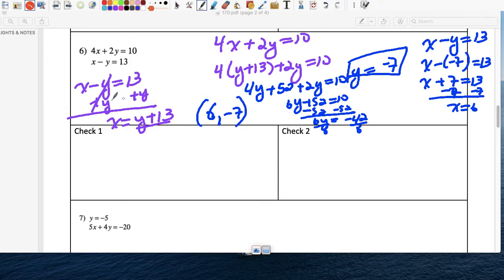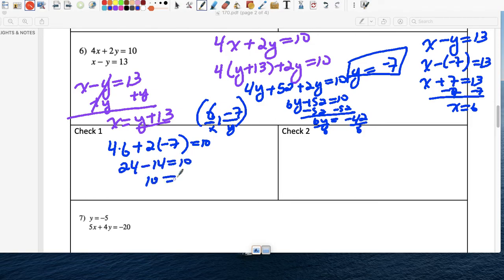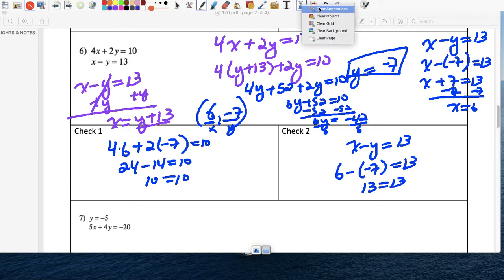Hopefully I'm correct. So let's check. First equation, 4 times 6 plus 2 times negative 7. That should give you 10. I replace the x and y with these two values. You get 24 minus 14 equals 10, and you can tell that they work out. Second equation, x minus y equals 13. Replace both of them. So x equals 6 minus negative 7. So be careful how you replace them. 6 minus negative 7 is just 13. So we are good. Hey, so far no mistakes.